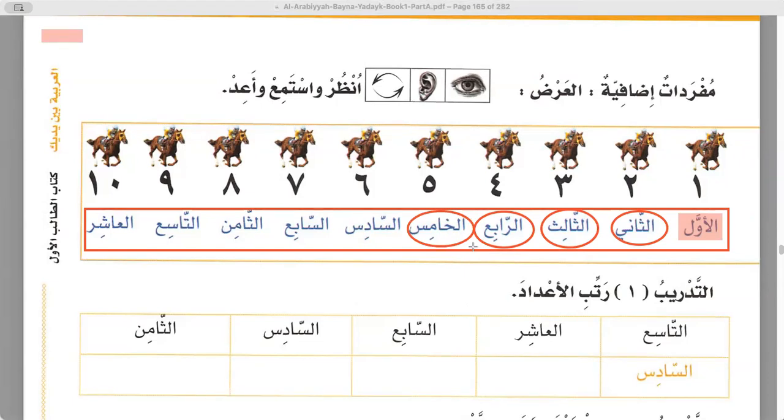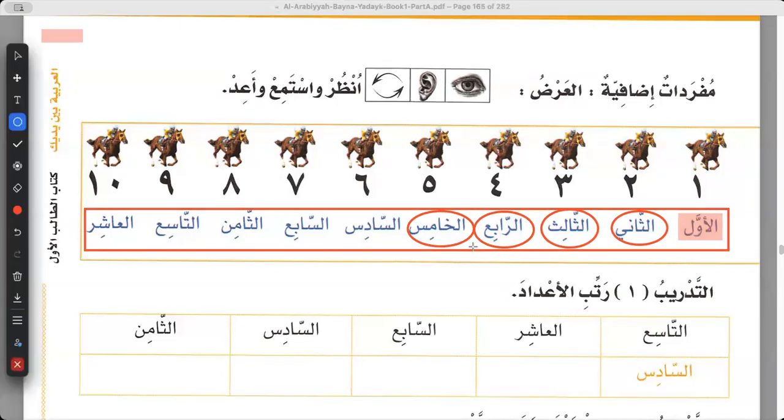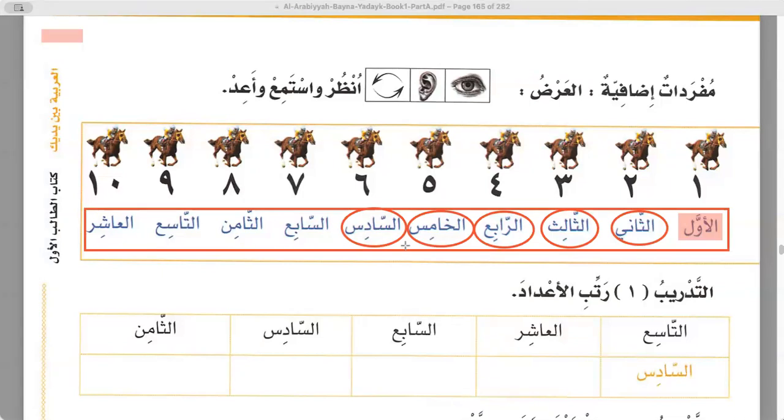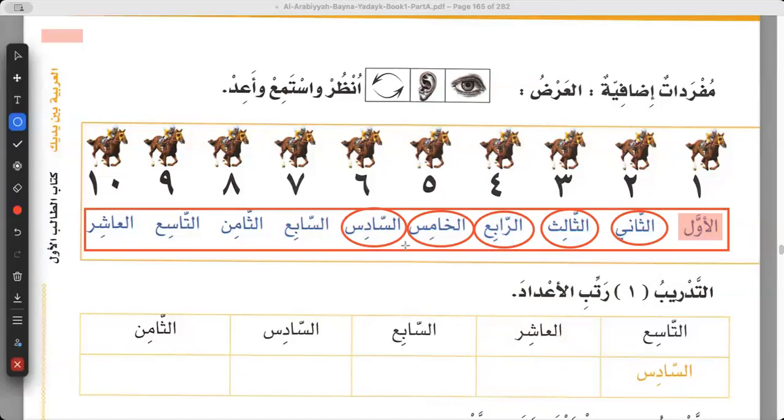في البيت خمس غرف. Then 6. Here in sequence, ترتيبية, we have Sadis, masculine. Sadisatu, feminine. But غير ترتيبية, we have Sittatu, which is feminine. So what is the masculine?